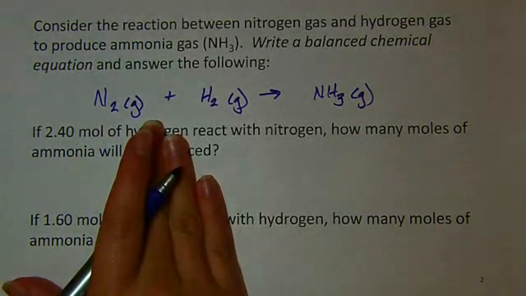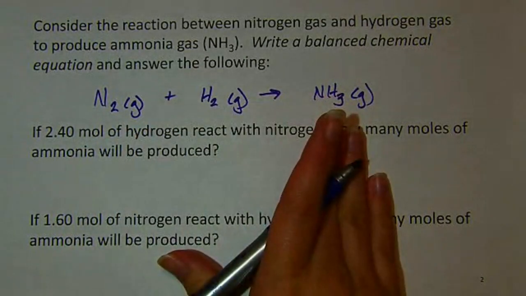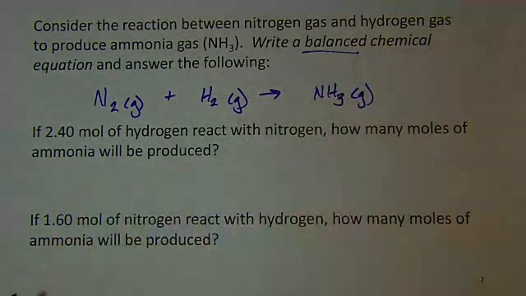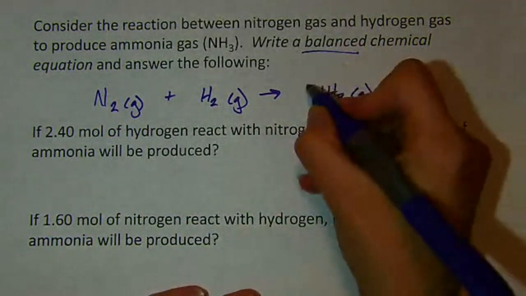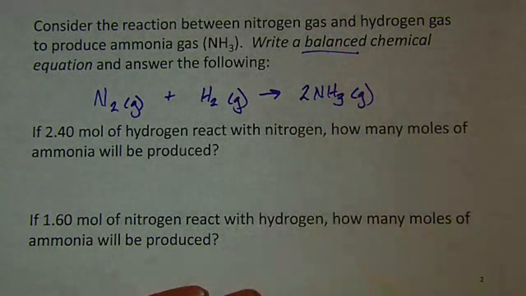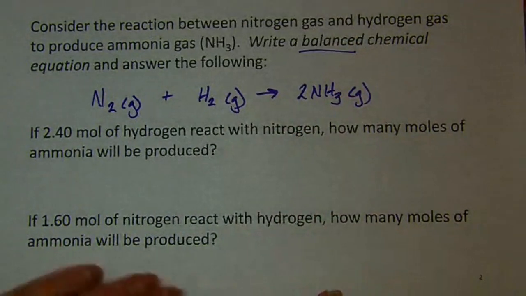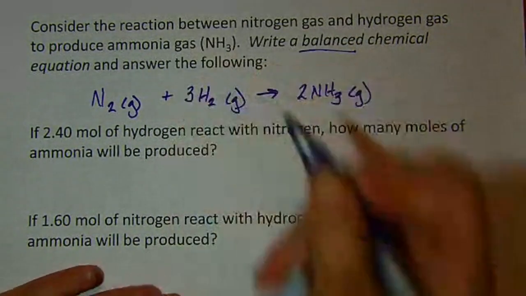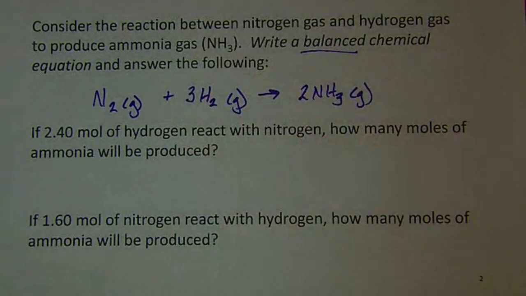We're working with the right reactants and the right products, but it needs to be a balanced chemical equation. So in order to make this a balanced chemical equation, I need to place a 2 out in front of my NH3 and a 3 out in front of my H2. Now this is a correctly balanced chemical equation. Now I can identify mole ratios so that I can solve problems like these here.